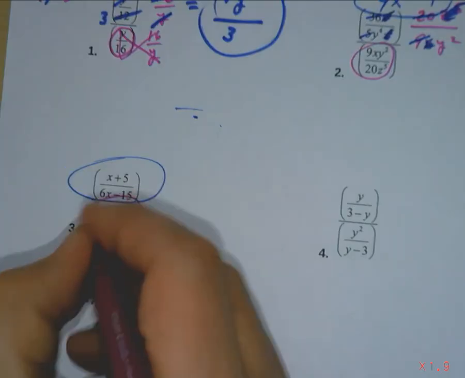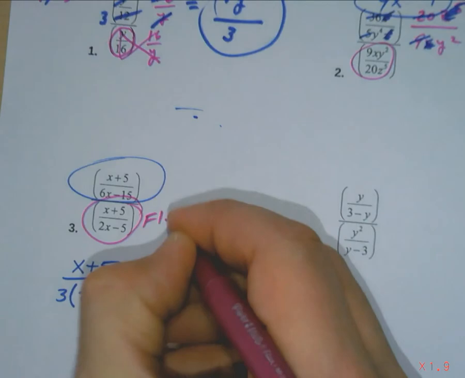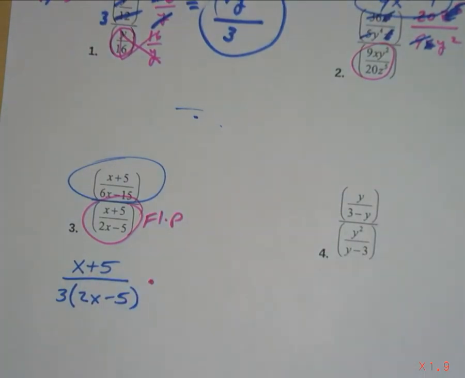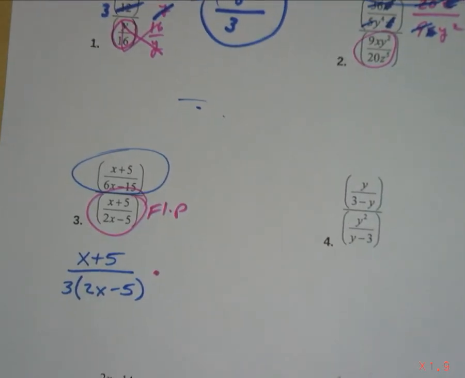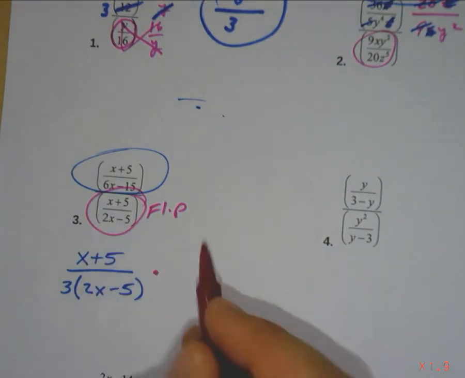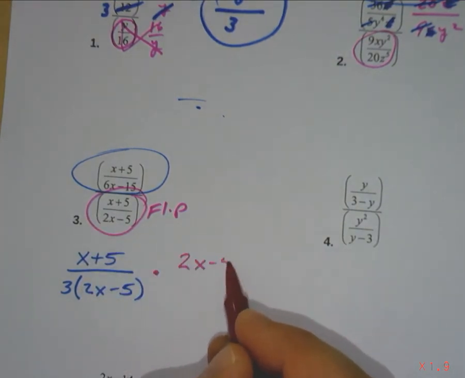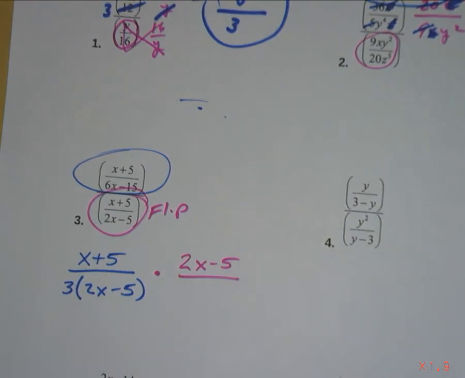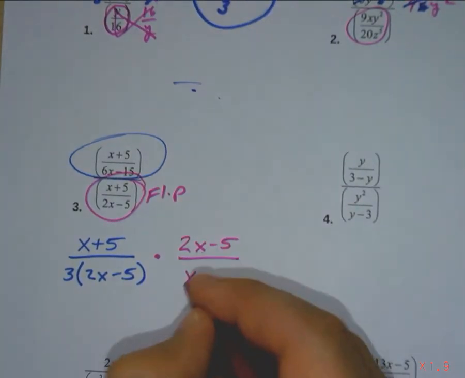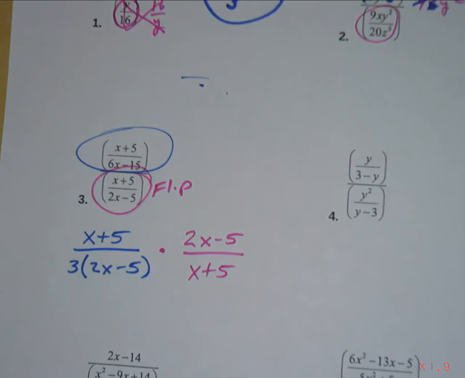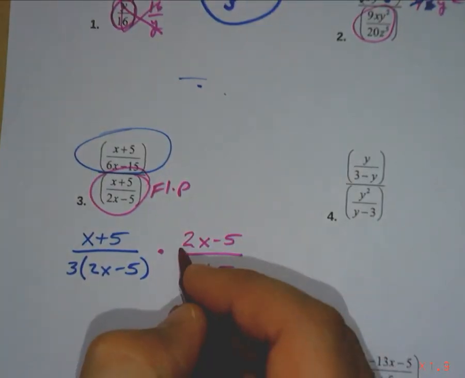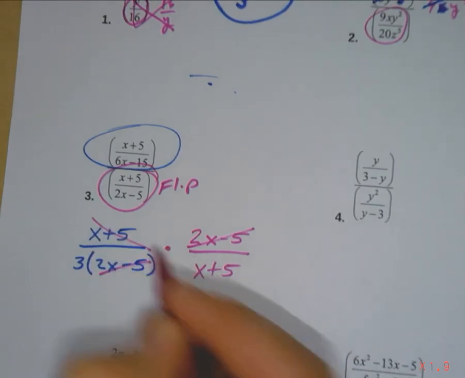And now I'm going to take this one and flip it. Okay, so I'm going to turn it to multiplication. I'm inverting and multiplying. So this 2x minus 5 was on bottom, now it's on top. And then x plus 5 is now on the bottom. Yeah, so karate chop, karate chop.